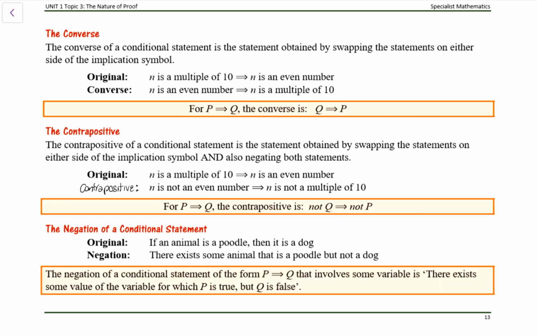Okay, so the contrapositive is n is not an even number, so we've swapped it over and done the negation there, which implies n is not a multiple of 10. So for P implies Q, the contrapositive is not Q implies not P. Okay, and make sure you do that correction.